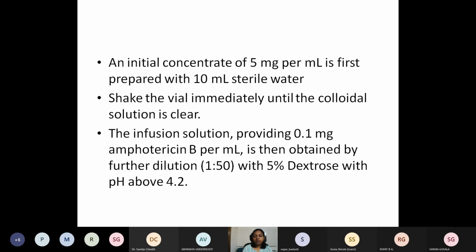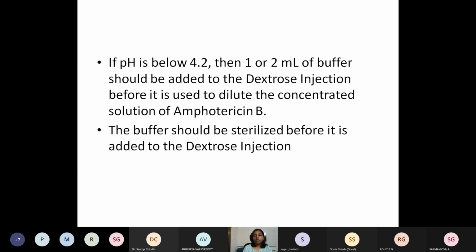Initially you have to add 10 ml of sterile water. With this, we get a concentration of 5 milligram per ml. Shake the vial immediately until the solution is clear. Now the infusion solution you need to make at 0.1 milligram per ml. For this, you have to dilute with about 50 ml of 5% dextrose, which should have a pH of about 4.2. What they advise is that the pH of each of these dextrose solutions needs to be determined.